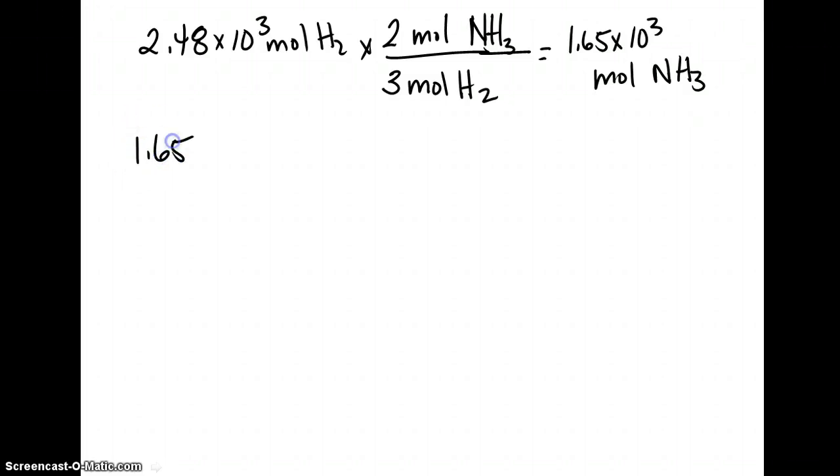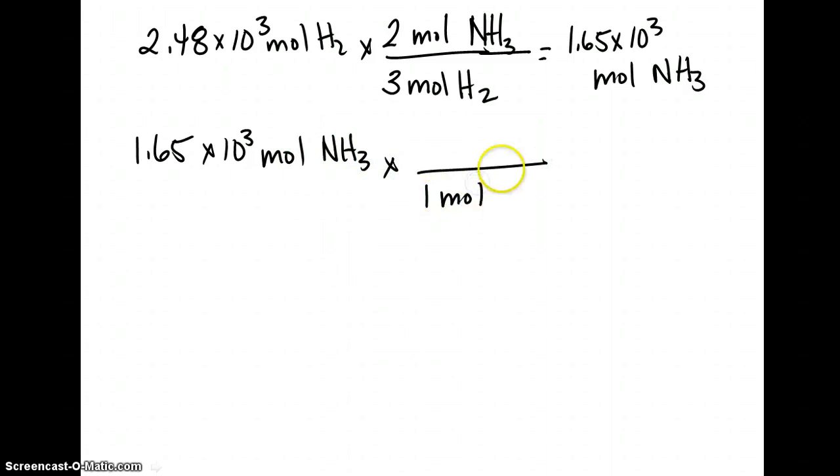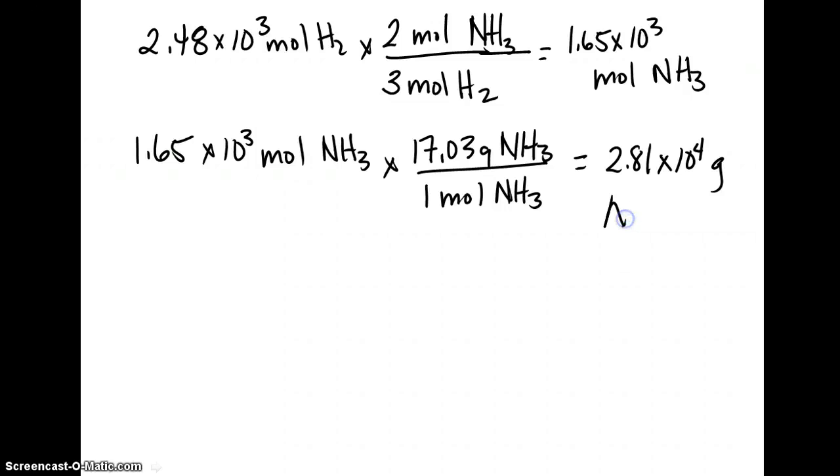All right. Now, based on that, I can figure out how many grams of ammonia that is, and that's simply converting my moles into mass. So I take my moles and I multiply it by my molar mass. The molar mass of ammonia is 17.03 grams. And that works out to be 2.81 times 10 to the fourth grams of ammonia that are produced.